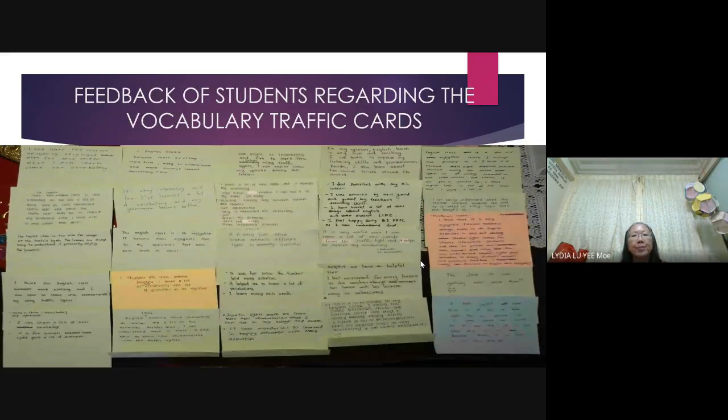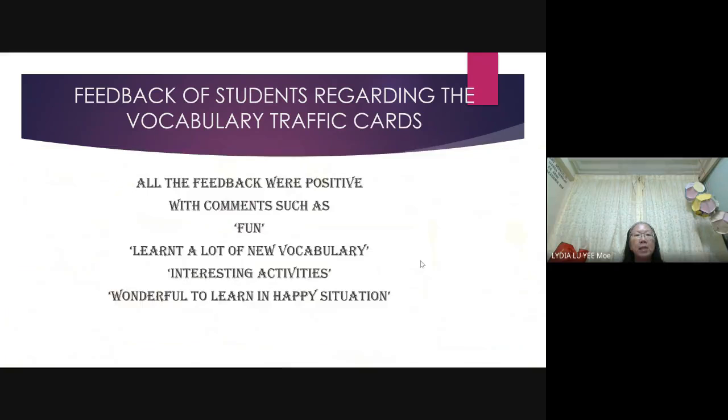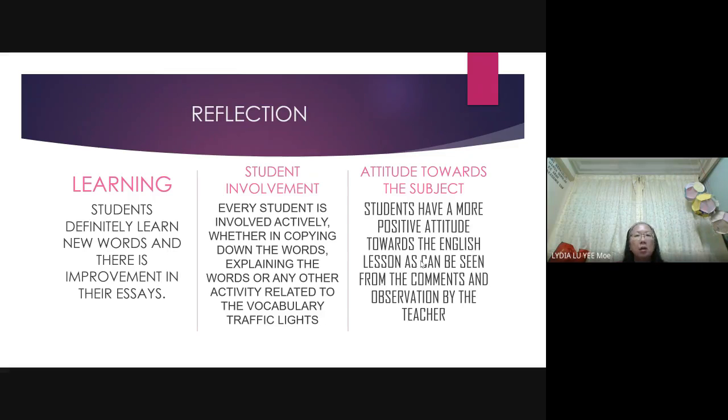Okay, then the next one was feedback from the 25 students. So all of them had very good feedback with comments such as, oh, it's fun, they learned a lot of new vocabulary, there were a lot of interesting activities, and it's wonderful to learn in a happy situation. No doubt in some of their feedback there were still grammatical errors and so on, but it was really from the heart, and I could see that they meant what they said. Okay, so reflection on this whole thing, I found that in terms of learning, students definitely learn new words and there is improvement in their essays. Okay.